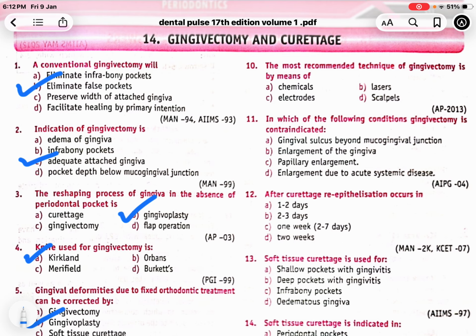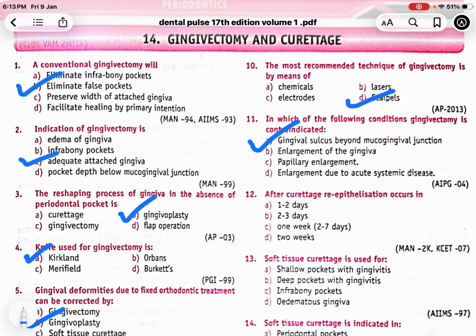Now the most recommended technique of gingivectomy is by means of... if you talk about the most recommended technique, it's scalpel, use of scalpels. Okay, it may be performed surgically by means of scalpels, electrodes, lasers or chemicals. Although the only one generally recommended is the use of scalpels. Now question number 11, which says in which of the following conditions gingivectomy is contraindicated. So it is contraindicated when the gingival sulcus goes beyond the mucogingival junction.